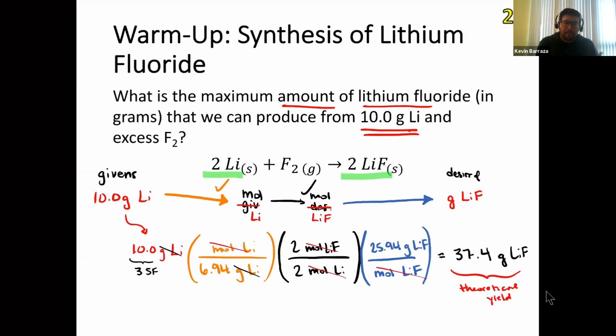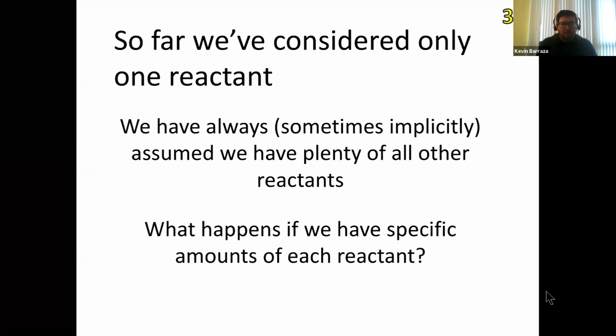world, because there are some times where we won't have plenty of our other ingredients. And that's what we've been assuming. We have always, and sometimes implicitly, assumed that we have plenty of everything else. So we've only been focusing on one ingredient, one reactant. But what happens if I have limited amounts of both? So I have specific amounts of everything. Well, then it becomes a little bit more complicated, but not by much, how we get to the answer.